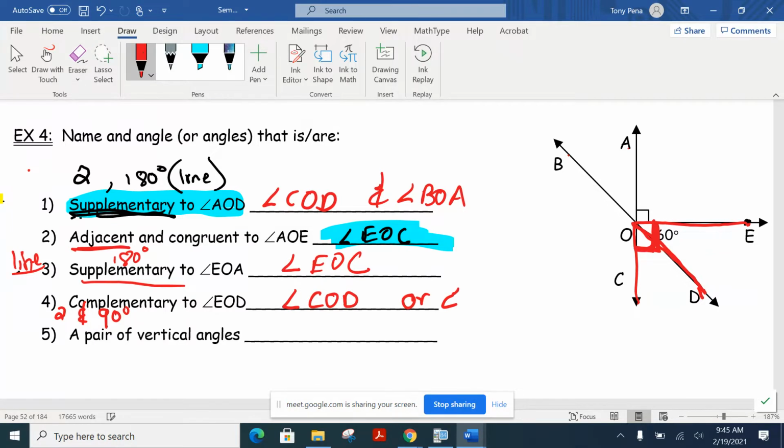All right. Also keep in mind, we could have said DOC. The order of these, remember, doesn't matter. So if you wrote down that, don't think that what you wrote is wrong. As long as the O is in the middle, you're good.